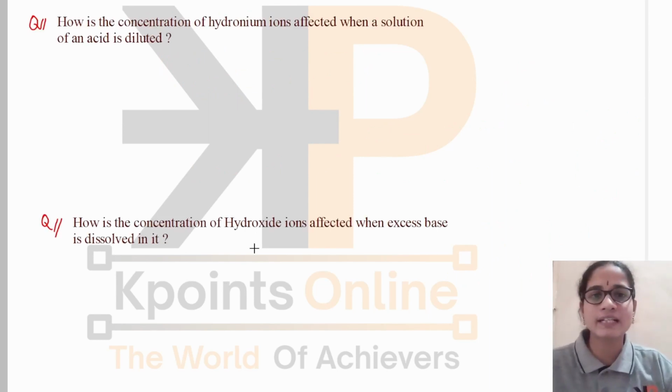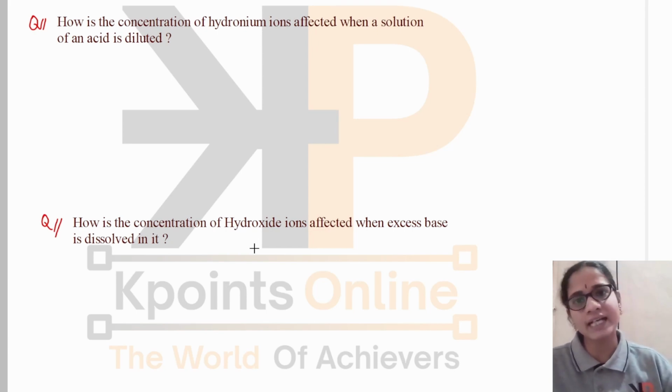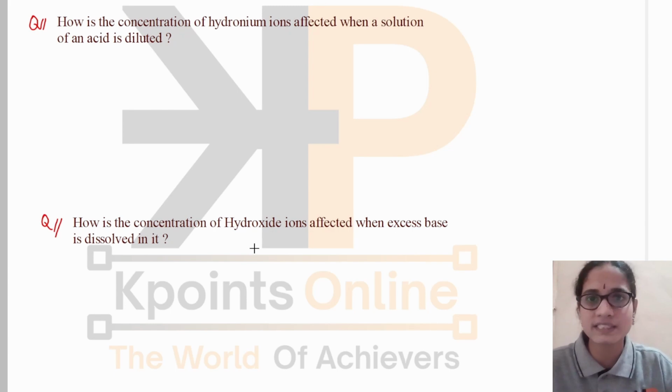It is given in your in-text question also. How is the concentration of hydronium ions affected when a solution of an acid is diluted? Right now we have discussed it. We have taken a solution of an acid, we are diluting it. How do we dilute it? By adding water to it. The amount of acid is the same in the solution, but we are adding water to it. This results in the dilution.